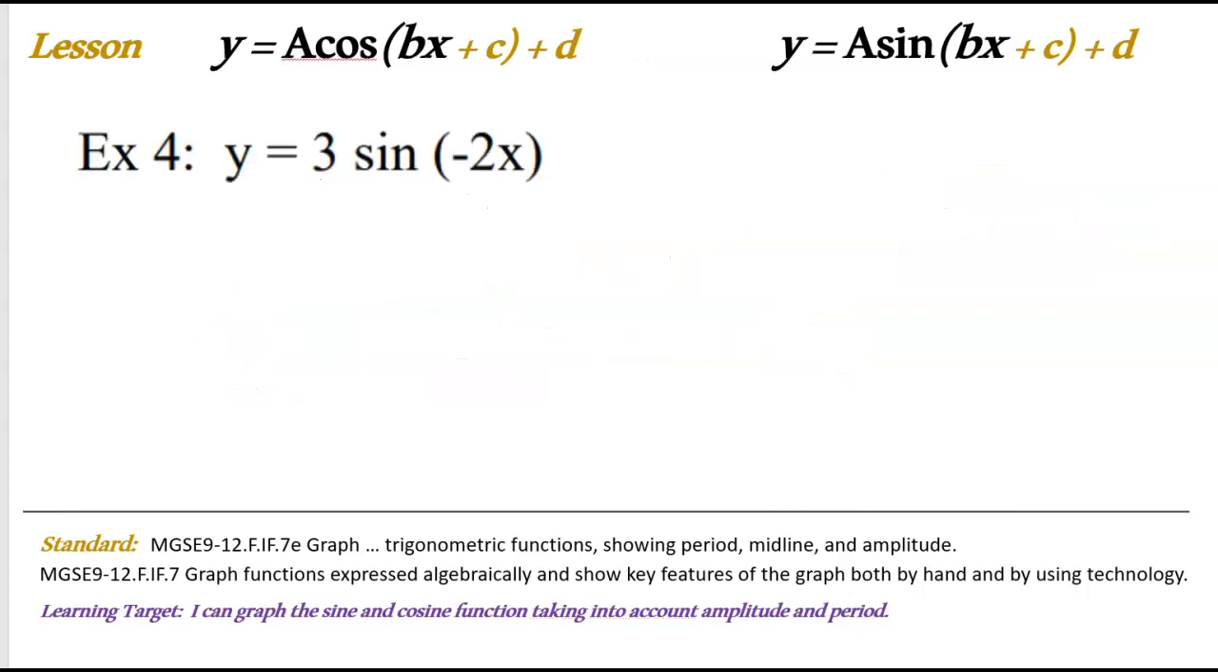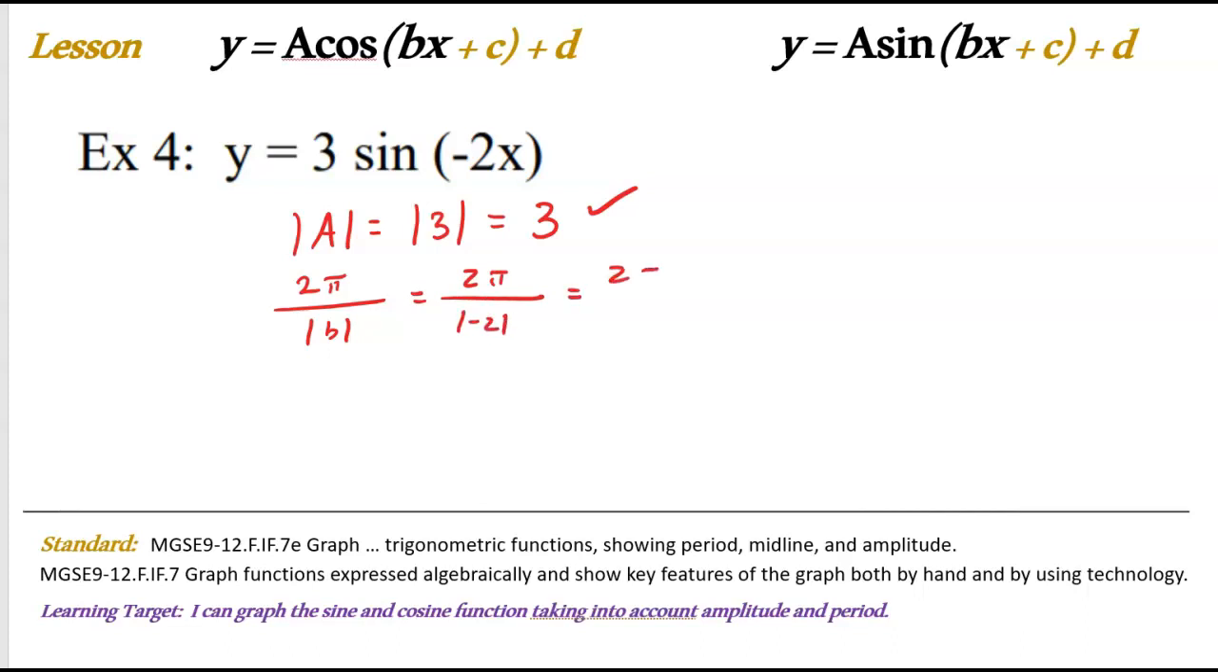All right, example 4. The amplitude is the absolute value of A, absolute value of 3, which is 3. The period of the graph, 2 pi over the absolute value of -2, which gives me a period of pi. So whether it's -2 or +2, that's going to do some reflecting, but that's not going to change the period. So if this were 2x or -2x, we would have the same absolute value, therefore the same period. All right, so let's actually get into the graphing.